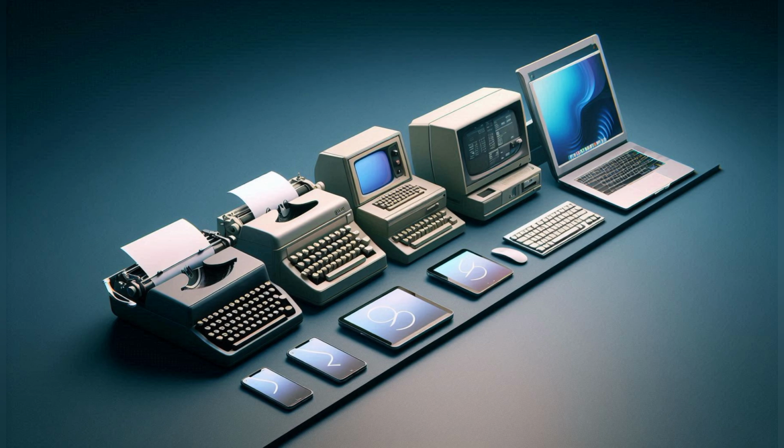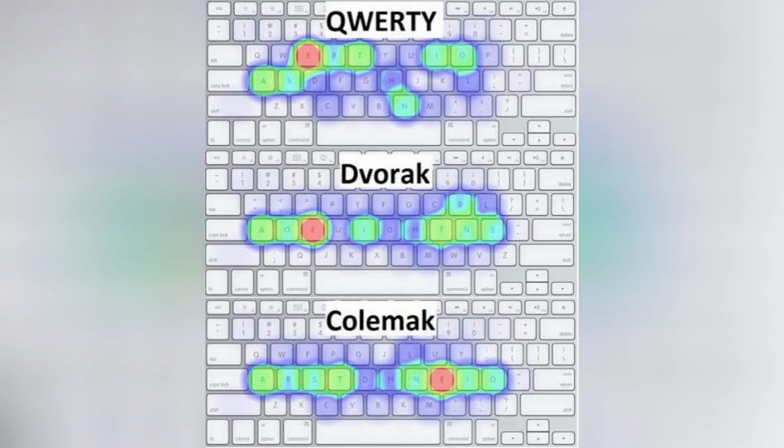Here's what's even more fascinating. There are better keyboard layouts. The Dvorak simplified keyboard, invented in the 1930s, allows for faster and more comfortable typing. Another layout, Colemak, is popular among programmers and tech enthusiasts because it's even more efficient than QWERTY.